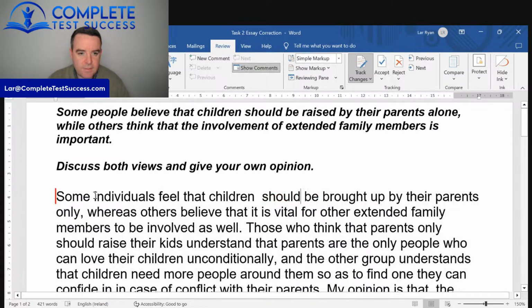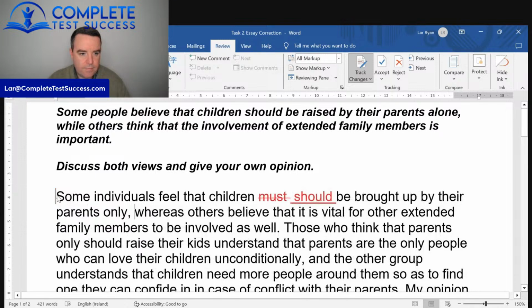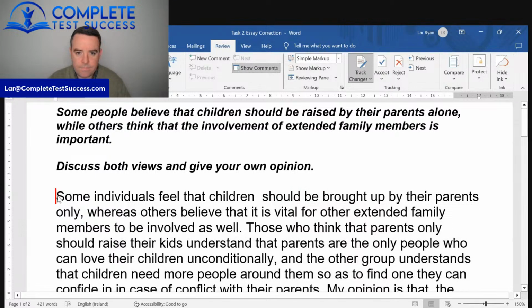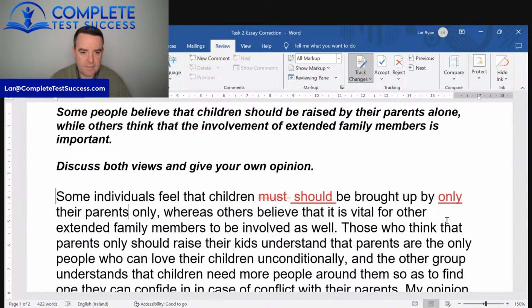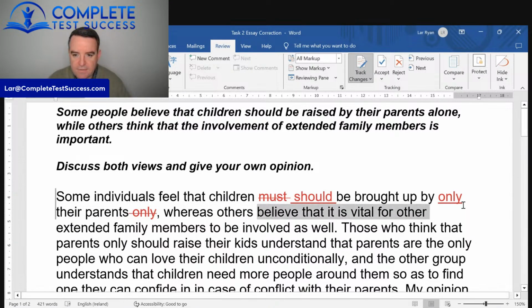Okay, some individuals feel that children should be brought up by their parents only. Now, the only is in the wrong place. By only their parents. So that's a syntax problem. Whereas others believe that it is vital for other extended family members to be involved as well. Okay, so that's very clear. It clearly communicates that idea without changing the meaning. So that's a successful paraphrase.